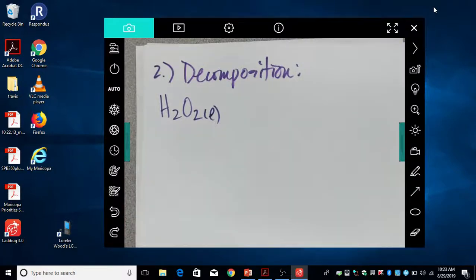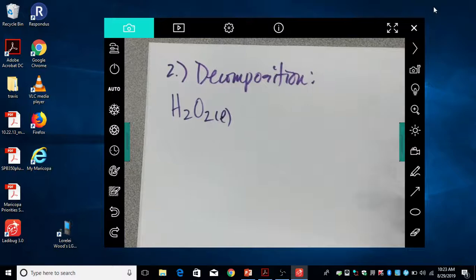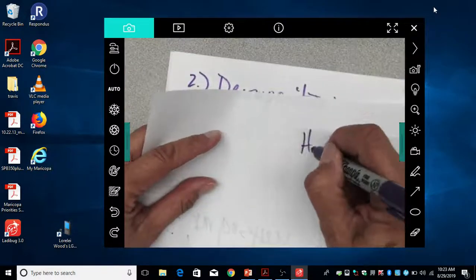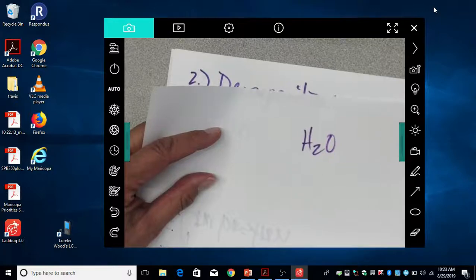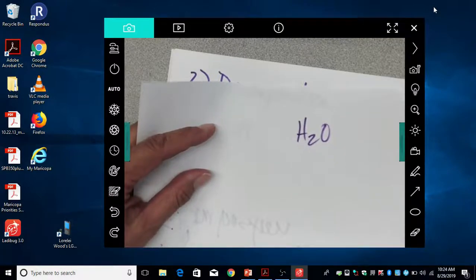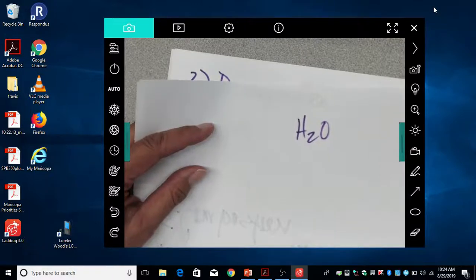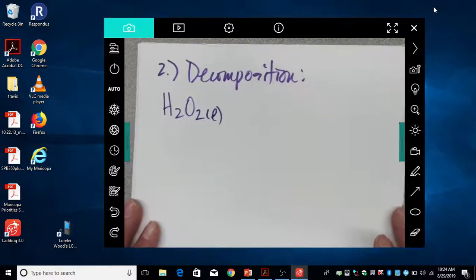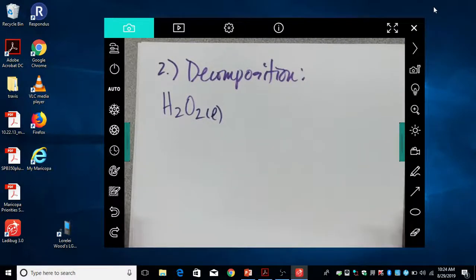So hydrogen peroxide is the common name, like water. Water is the common name for that stuff. What's the IUPAC name for that stuff? Dihydrogen monoxide, right? Did your lab teacher tell you a joke about dihydrogen monoxide? What's the joke? Kills a lot of people.